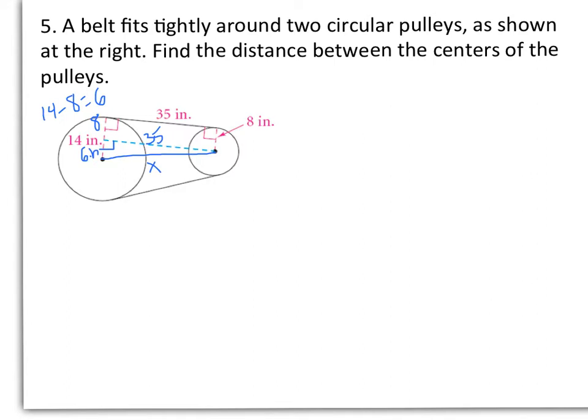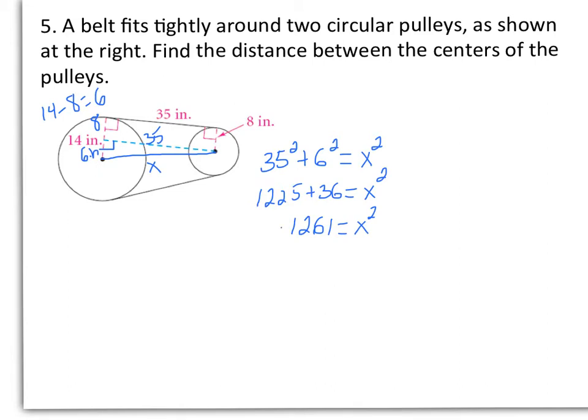Okay, so again, we know 2 of the 3 sides in a right triangle. We'll use the Pythagorean theorem. So 35 squared plus 6 squared equals x squared. 1225 plus 36 equals x squared, or 1261. Then taking the square root and rounding to the nearest tenth, we get the distance between the two pulleys, about 35.5 inches.